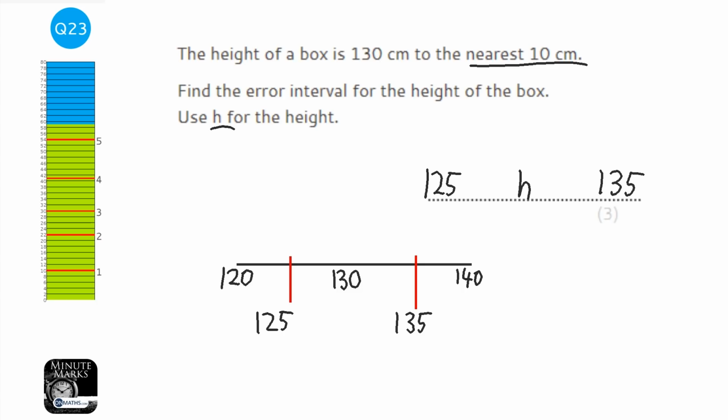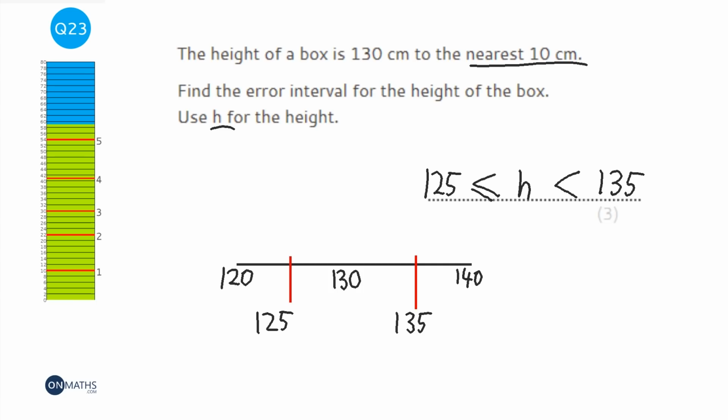Now, h could have been, h was greater than, but it could have been 125 as well. So we have a little equals underneath the inequality. h was less than 135, but it couldn't be 135, otherwise it would round up to 140, so we don't put the equal sign there.